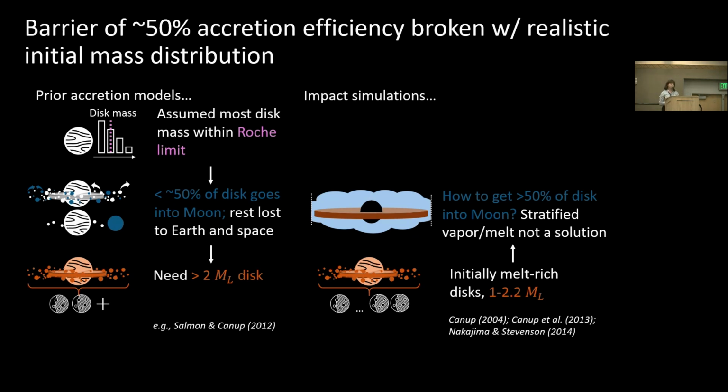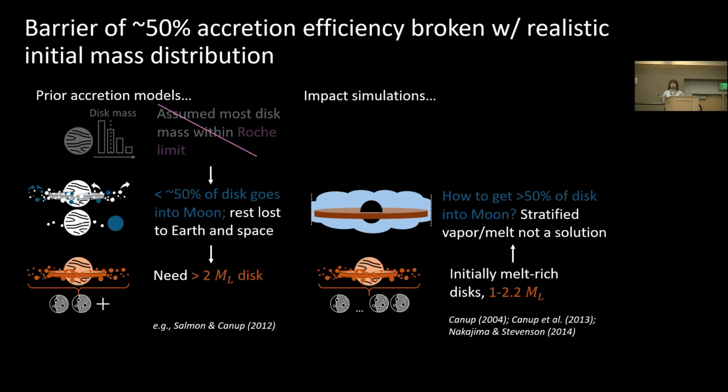To make a long story short, our stratified vapor melt layers, we thought that would be a solution. It wasn't. Two different effects canceled out. So we were left with no other option than to challenge the assumption about the initial conditions. So, to question how the initial mass was radially distributed within the disk.